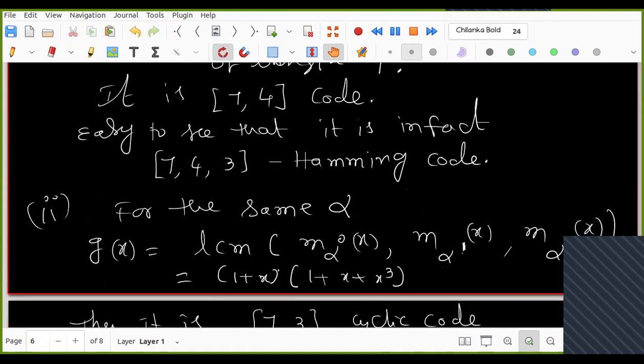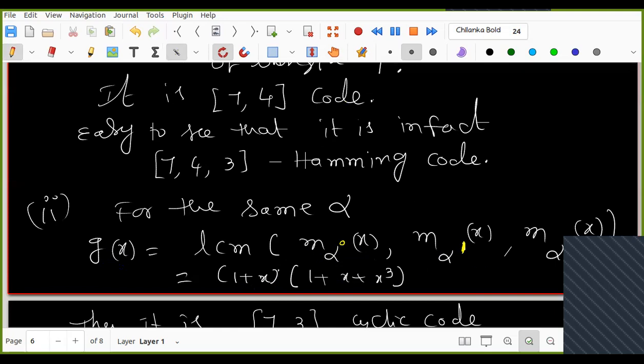Okay, now suppose that I take alpha power 0, alpha power 1 and alpha square. Now it is not narrow sense. Why is it not narrow sense? Yeah, I'm starting with 0, not at 1. But for 0, what is the minimal polynomial of alpha power 0? It is x minus 1, right, multiplied with this one.